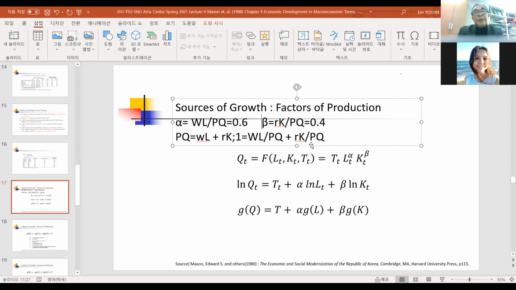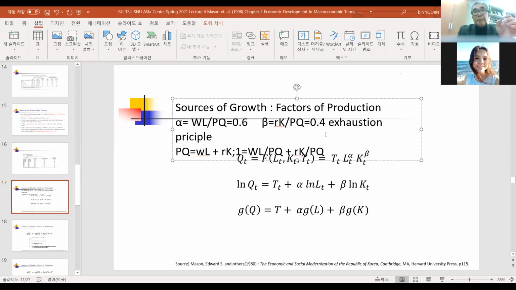You know, it's the Soviet economists' duty to estimate your own country's alpha and beta, for example. But what I'm pointing out is that it should add up to 1. We call this the exhaustion principle. What is the exhaustion principle?